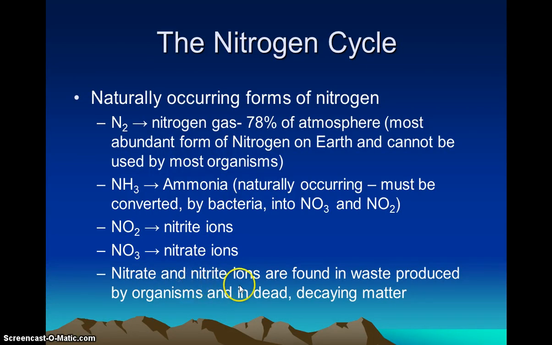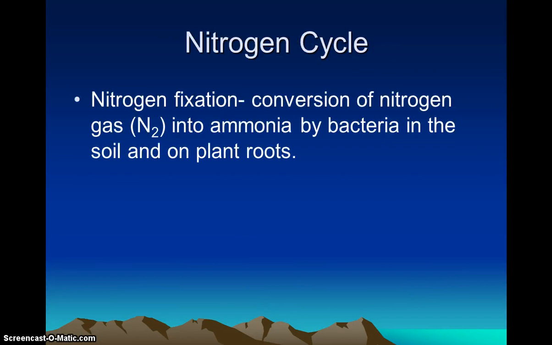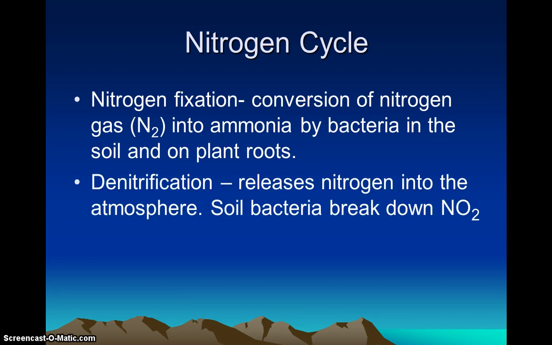Nitrate and nitrite ions are found in waste produced by organisms and in dead decaying matter. Nitrogen fixation is the conversion of nitrogen gas N2 to ammonia by bacteria in the soil and in plants' roots. So it only happens with bacteria. Denitrification is the release of nitrogen into the atmosphere when soil bacteria break it down.